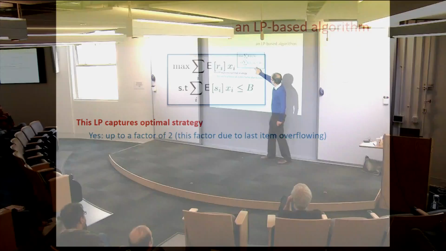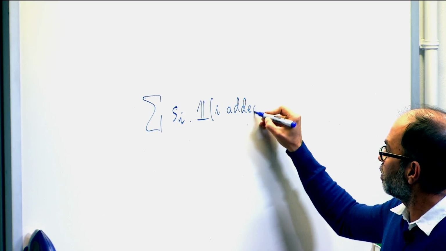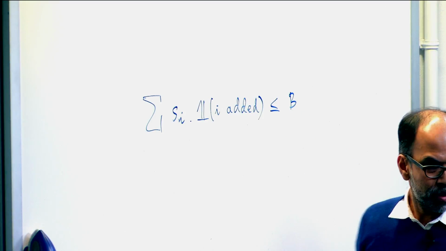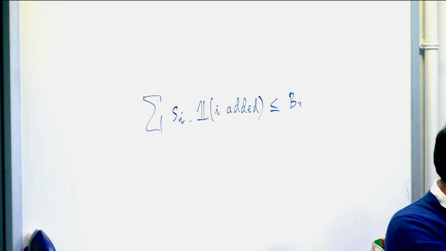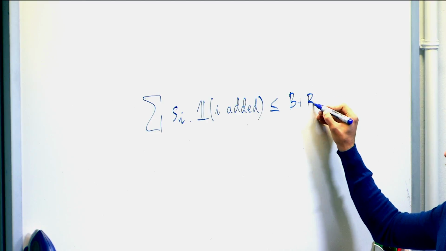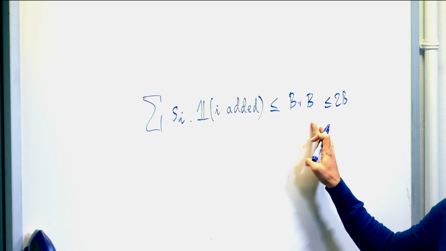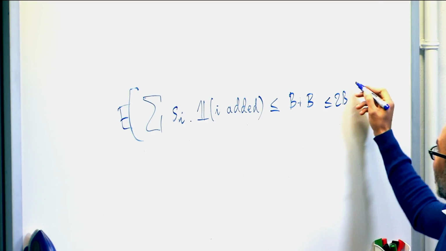Why? Well, essentially, the optimal strategy satisfies the following. Imagine one outcome of all the random variables. Then the size, and this is a particular outcome of these random variables, times whether you added this to the knapsack or not, is at most b plus the outcome, the size of the last item. Because the last item you added, but whoops, you went over. But the last item, because we truncated the sizes, is at most b as well. So it's at most 2b. So for every outcome, this constraint is satisfied. So in expectation, this constraint is satisfied.